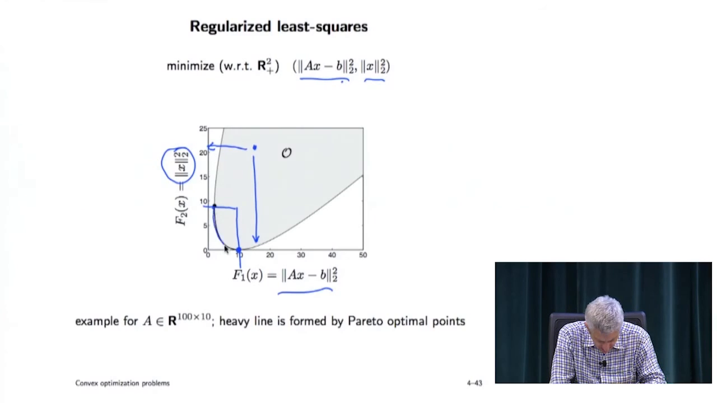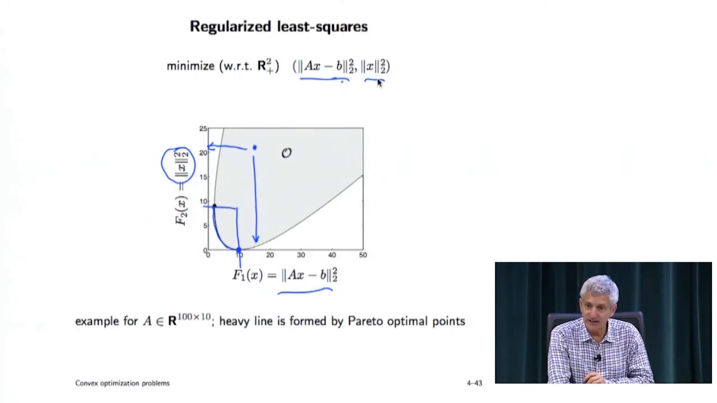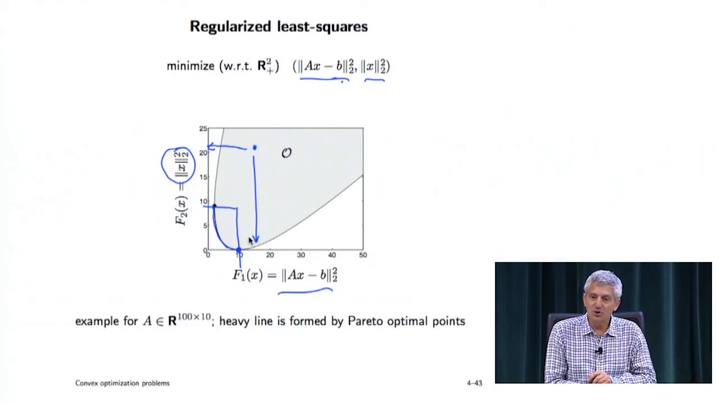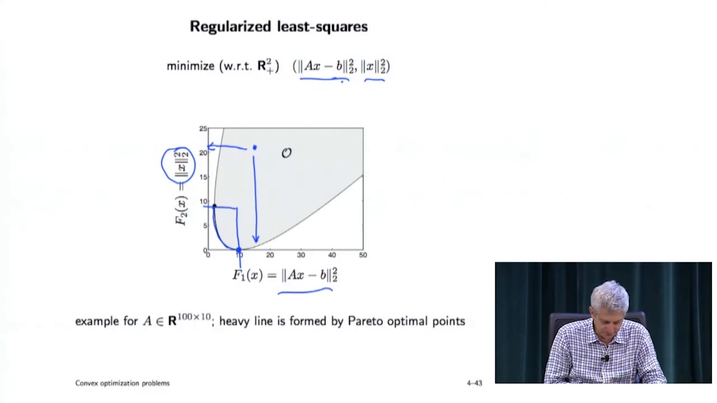All of these points in here are Pareto optimal. And you would say there's a trade-off of fit versus size of x. That's that trade-off. Another name for this Pareto optimal curve is the optimal trade-off curve of fit versus size, for example. So this is the idea.